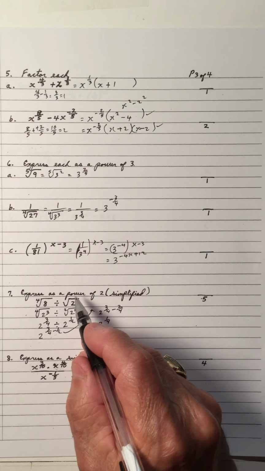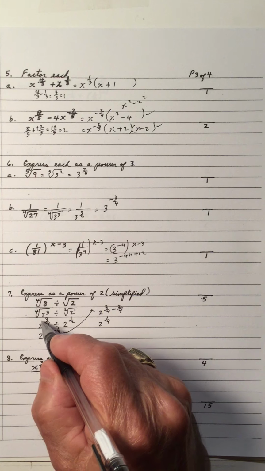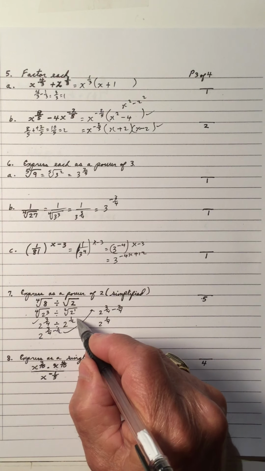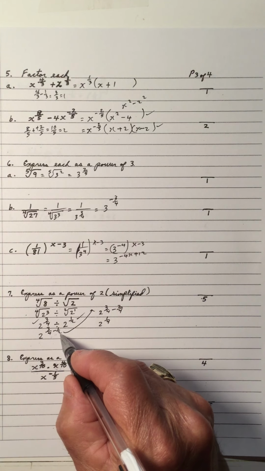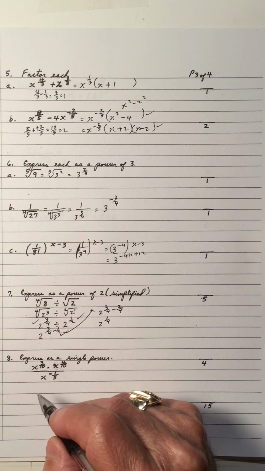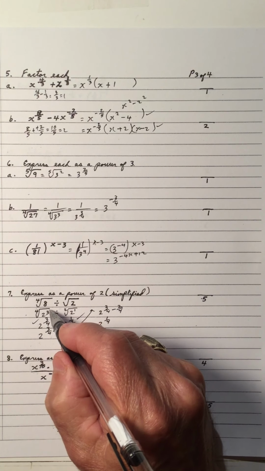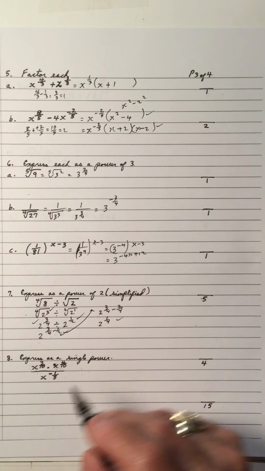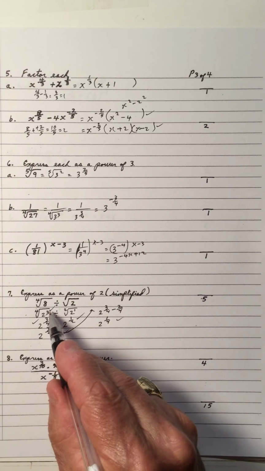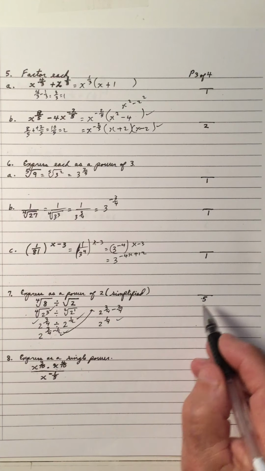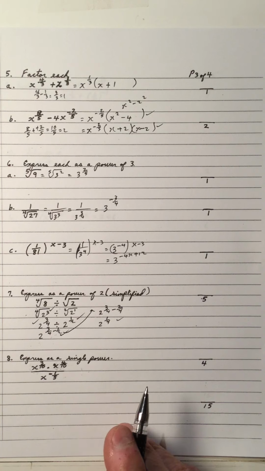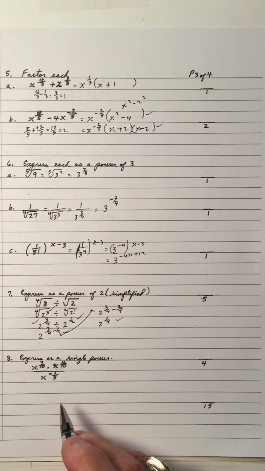So that's 2 raised to the power. So if you did this step, you have a mark. If you did this one, you have a mark. If you did this one, you have a mark. Or if you did this one, you have a mark and a mark here. So 5 marks altogether. 1, 2, 3, 4, 5. If you have the right answer, just give yourself 5.